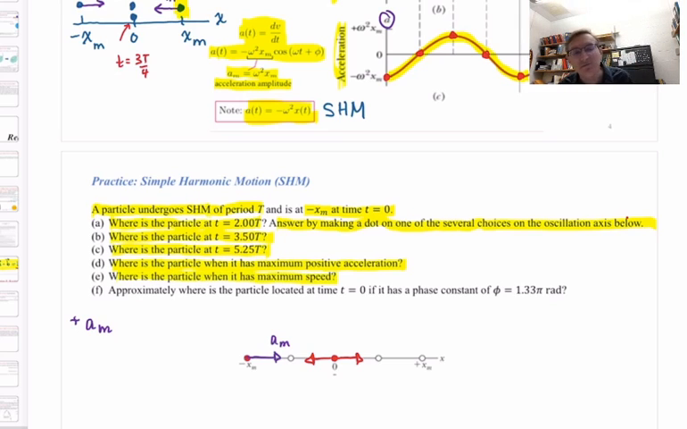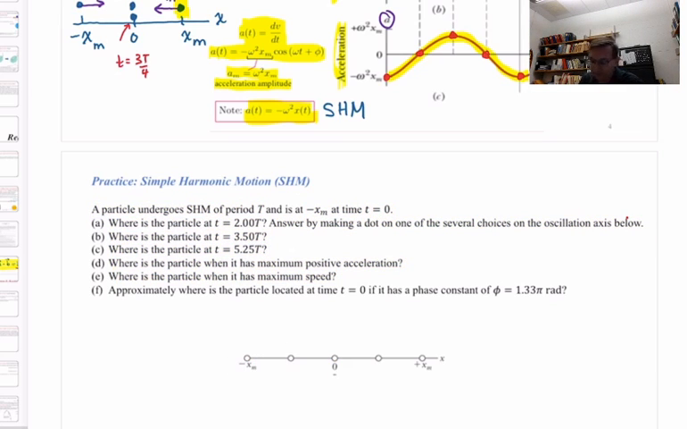Okay, now the F is a different kind of question, and it's probably a little bit confusing. A through E kind of all go together, but F is a completely different question. So let me get rid of all this stuff. And here's now question F. Approximately, where is the particle located at time 0 if it has a phase constant phi of 1.33 pi radians? All right, so this is getting a little bit more about interpreting that phase angle phi.